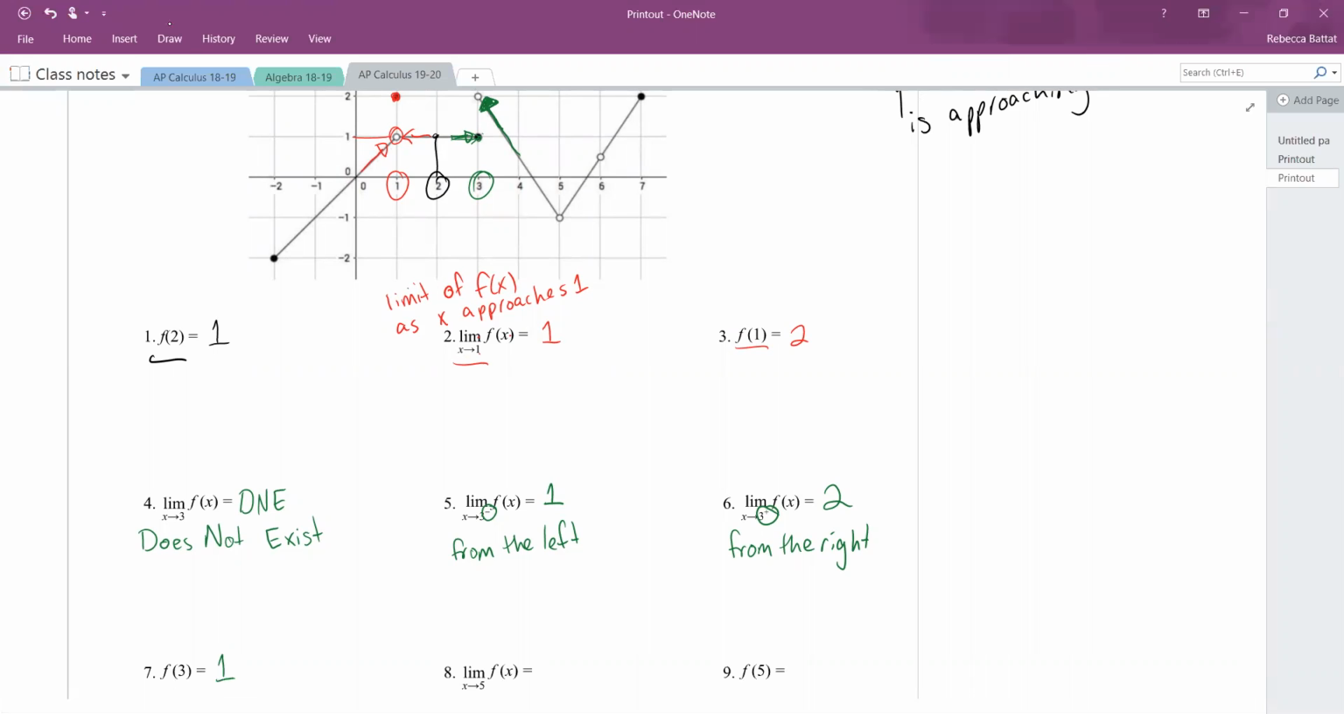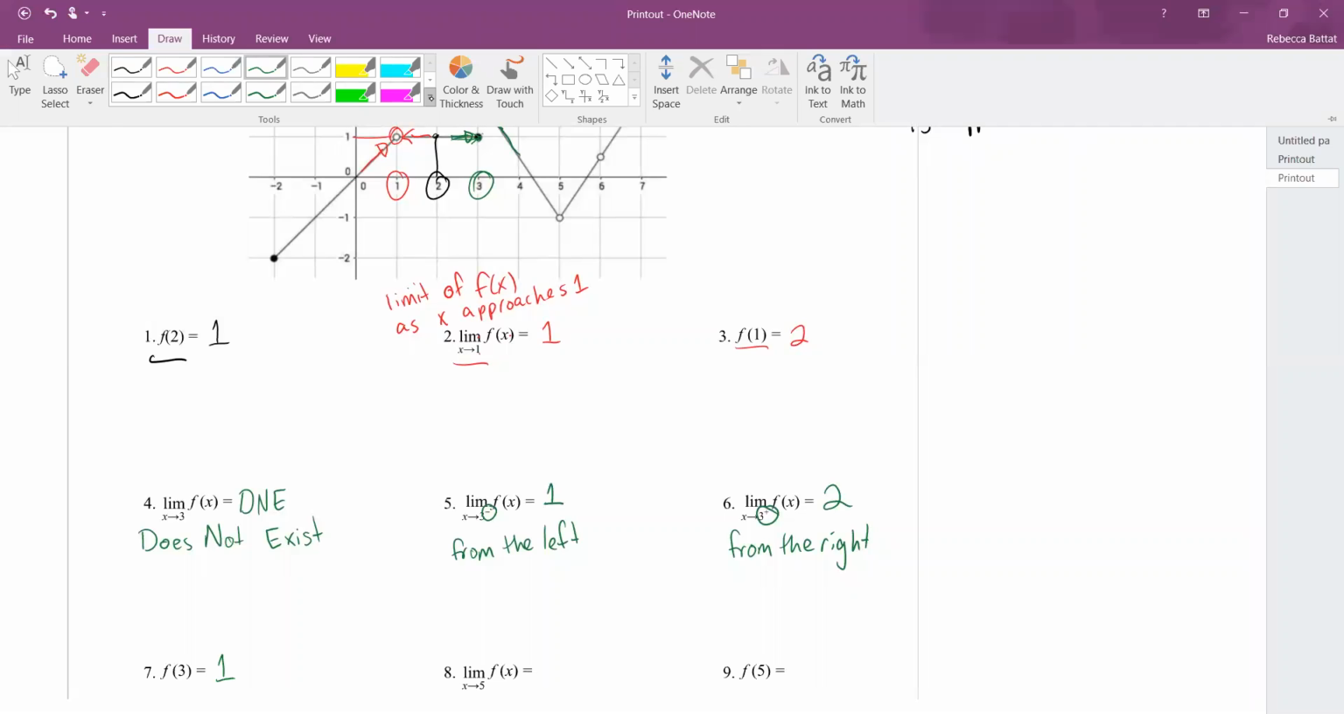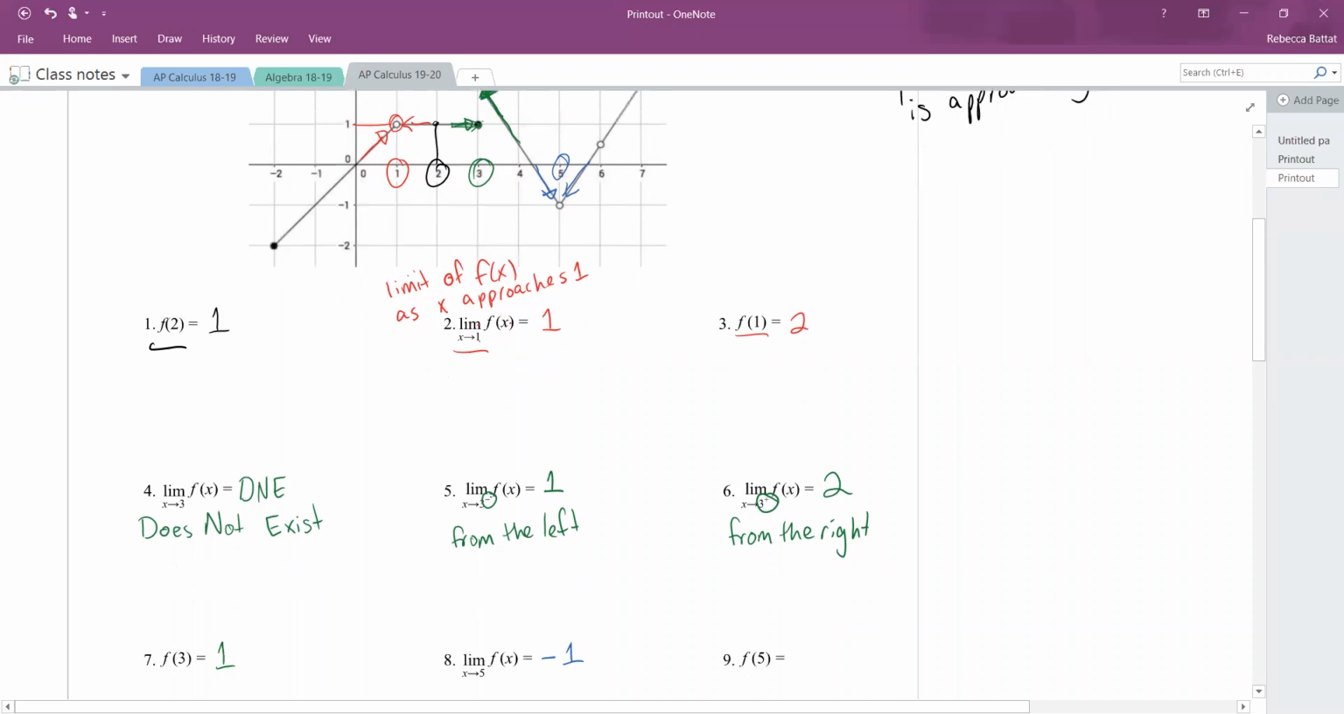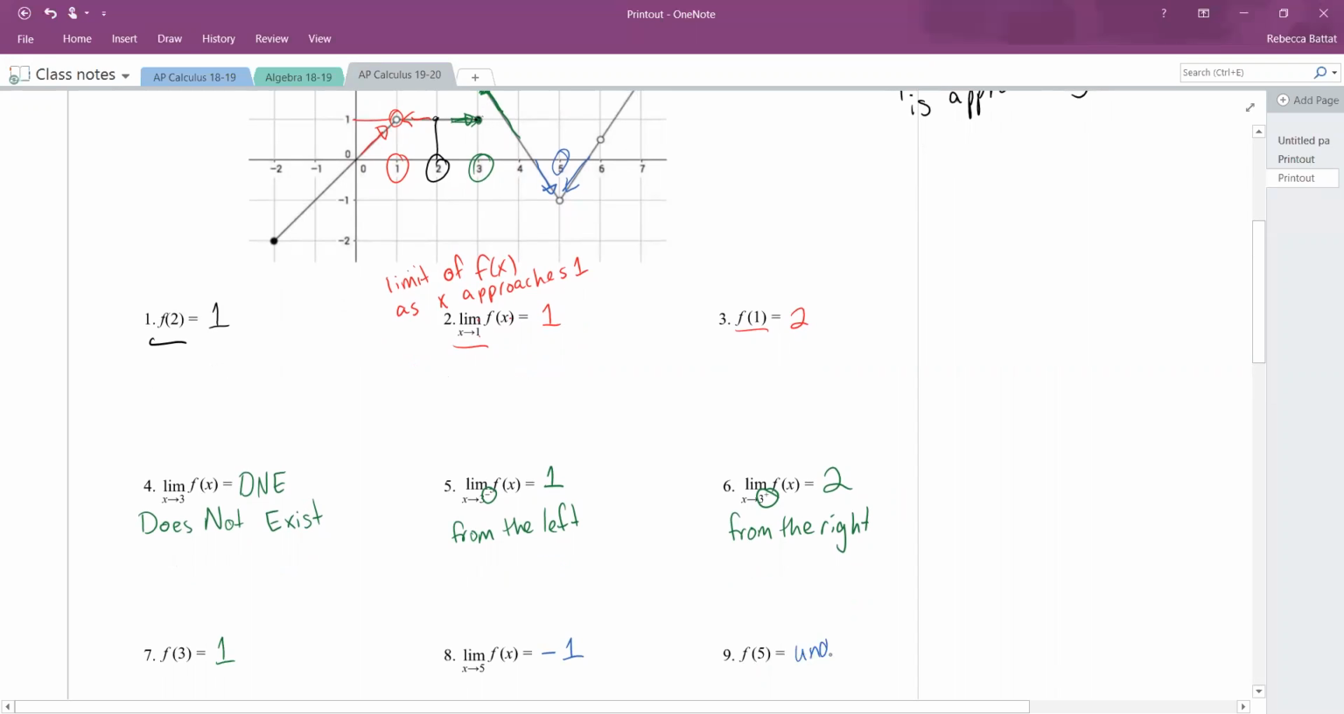Let's look at another case. Let's do blue. X equals 5. So the limit as x approaches 5 of f of x. Here's x equals 5. What do you think this one is? Well, if we're approaching from the left, our y value looks like it should go to -1. If we're approaching from the right, our y value looks like it's also approaching -1. So the limit here is -1. But what's the value of the function? Well, we have a hole here, and there's no other point to fill in that hole. So the function here is undefined.